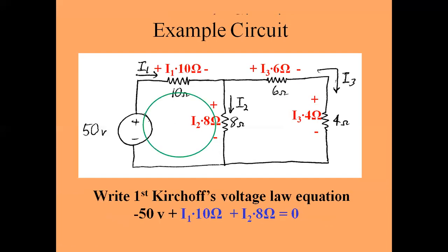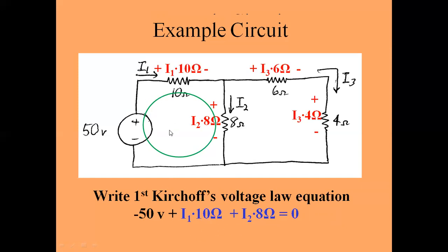Now we'll consider the first loop. This is the first loop. Now apply the Kirchhoff's voltage law equation for this loop 1. So it is minus 50 volt plus 10 I1 plus 8 I2, that is equal to 0. So we will get this first equation.